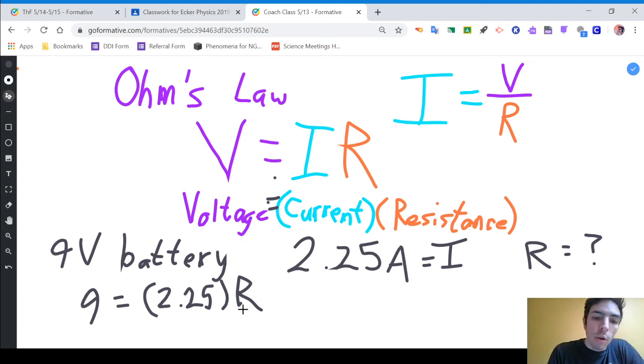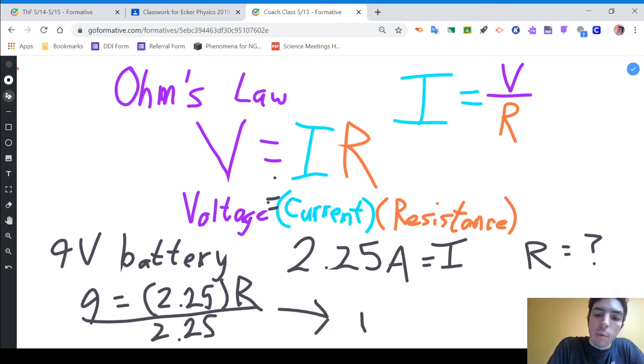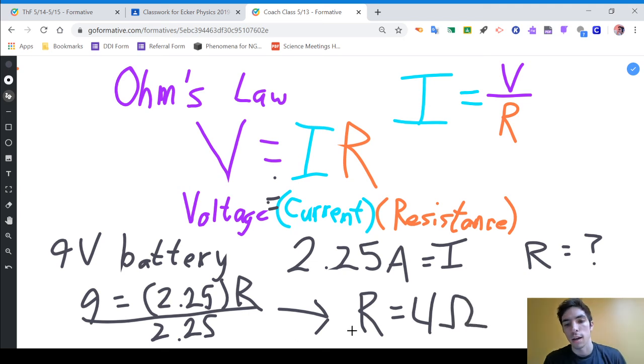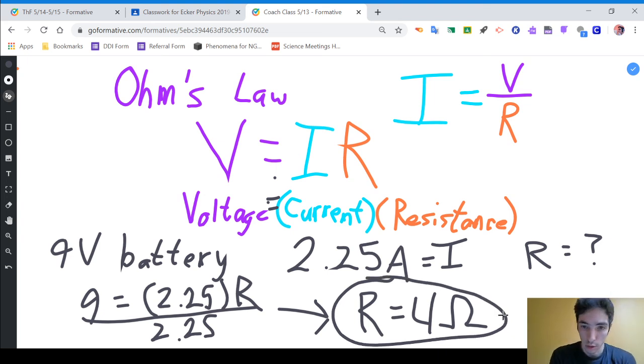We don't have our R isolated yet, so we've got to do one algebraic step if we want to isolate this. Right now, R is being multiplied by 2.25, so if I want to get rid of that 2.25 to get the R on its own side, we've got to divide both sides by the 2.25. Then we need to do 9 divided by 2.25. And I believe that should get us a 4 ohm strength for that resistor, or 4 ohms of resistance provided by whatever element we have within this circuit.